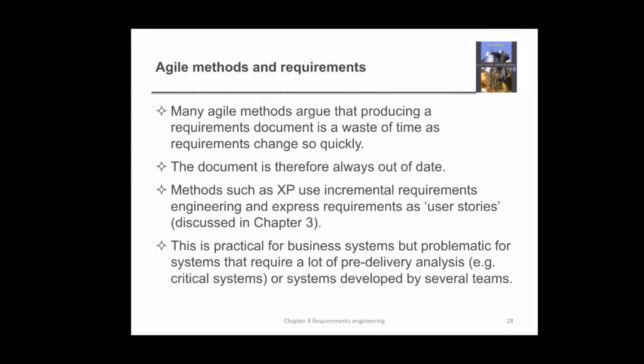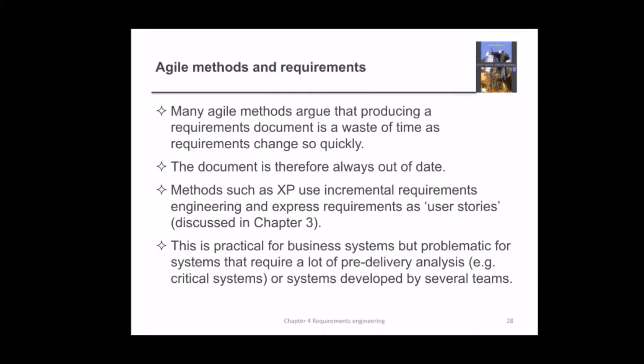Now we will see about agile methods and requirements. What the people who make use of agile methods say is, many agile methods argue that producing a requirements document is a waste of time as requirements change so quickly. What they're arguing is, if you're following a method of development wherein first you develop a software requirement document, then you go for developing the things. When you are developing this document, someone might come up with a new change, right? Then how are you going to cope with this? So that is their main argument.